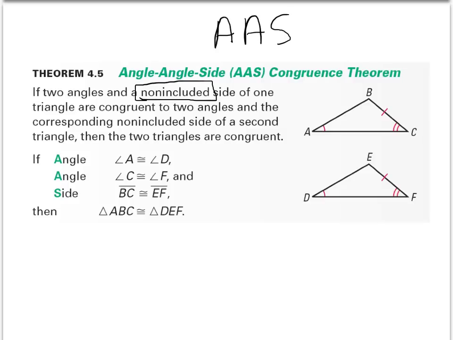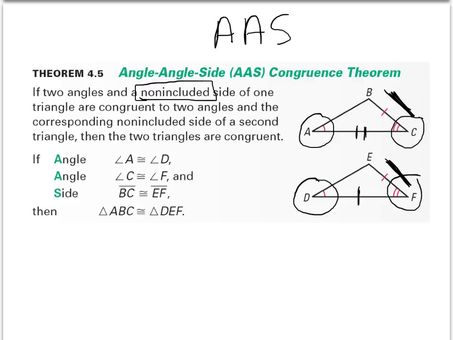So this theorem states that if two angles and a non-included side of one triangle are congruent to two angles and the corresponding non-included side of a second triangle, then the two triangles are congruent. So let's look at the diagram. Once again, we have angle A, which is congruent to angle D. We have angle C, which is congruent to angle F, and then we have the non-included side BC, which is congruent to the non-included side EF. So the included side here would be AC and DF. But if we're talking about the angle-angle-side, we're really focused on the non-included sides here.